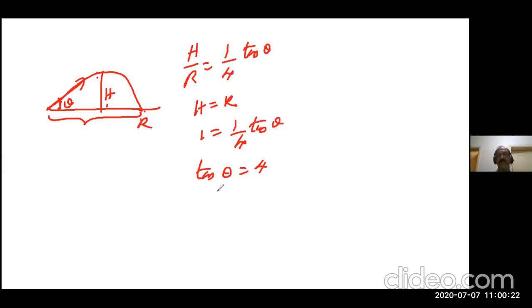Sir, how did you get the height as 1? It's not that the maximum height is 1. The question is: at what angle of projection is the maximum height equal to the horizontal range? So the formula is H by R is equal to 1 by 4 tan theta. Here the maximum height is equal to the horizontal range, so H and R are equal. If you cancel, you will get 1. So at this angle, if you throw, the maximum height and horizontal range will be equal.